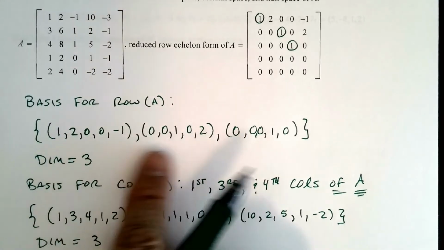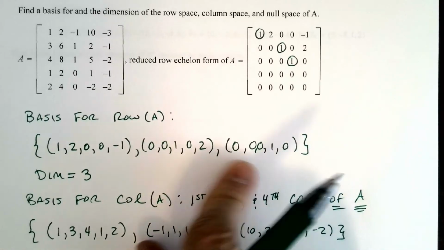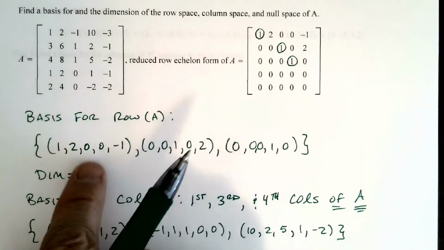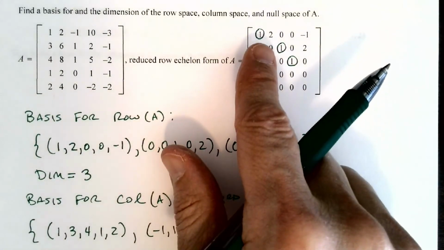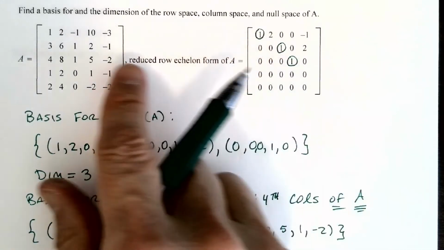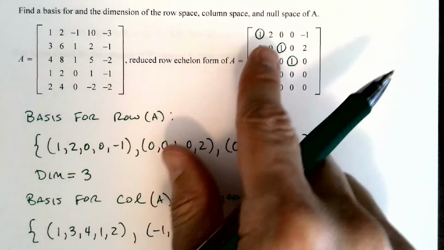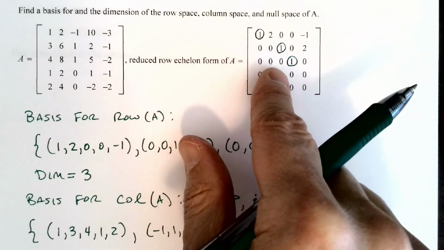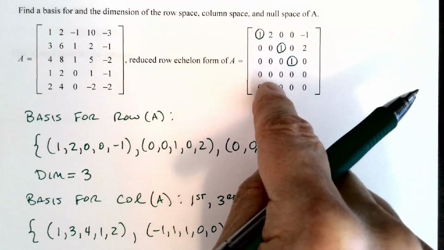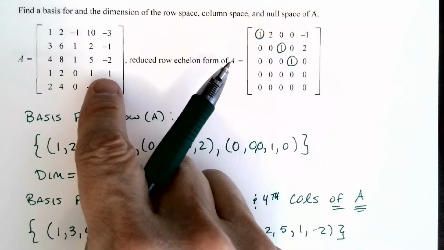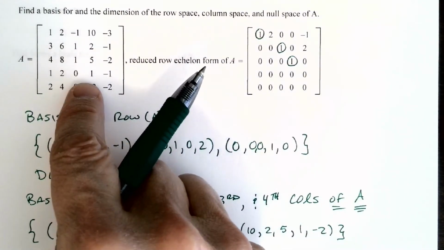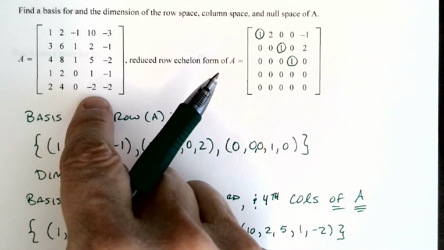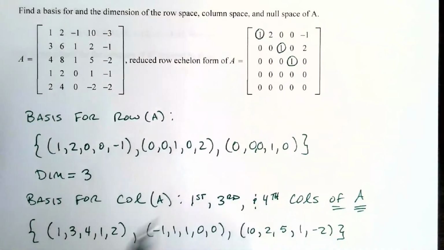Could I find a basis for the row space where the vectors come from the original matrix A, come from the rows of A? Well, you can't do the same thing and say, hey, corresponding rows form the same basis. In other words, you can't say the first, second, and third rows of this matrix form a basis for the row space of A. You cannot say that. And here's the basic reason why.